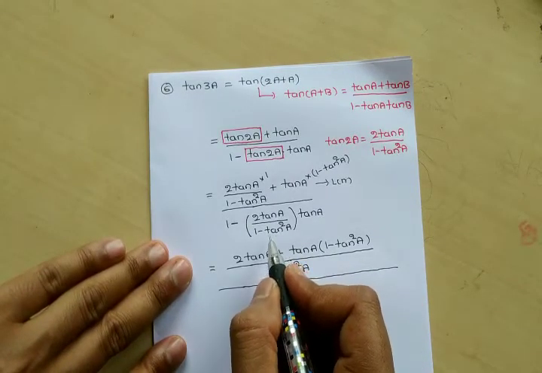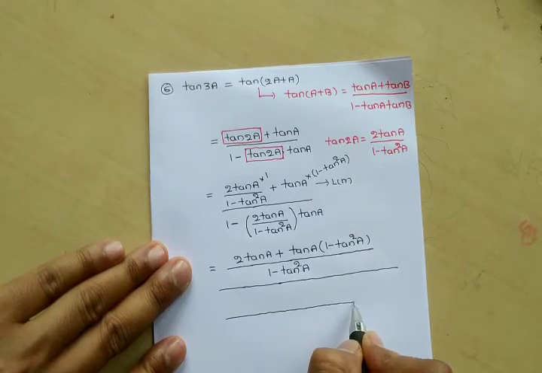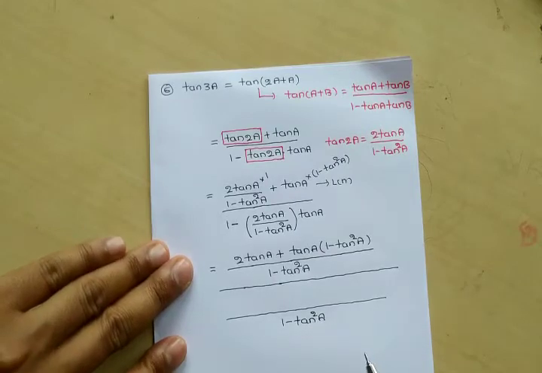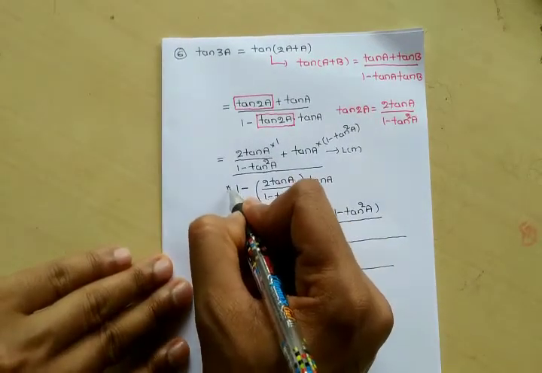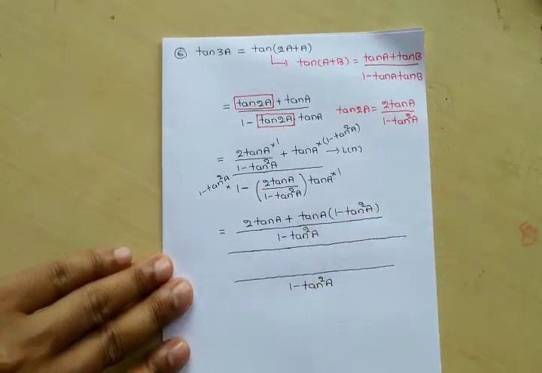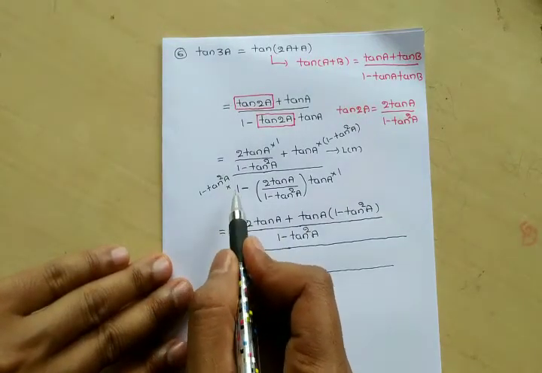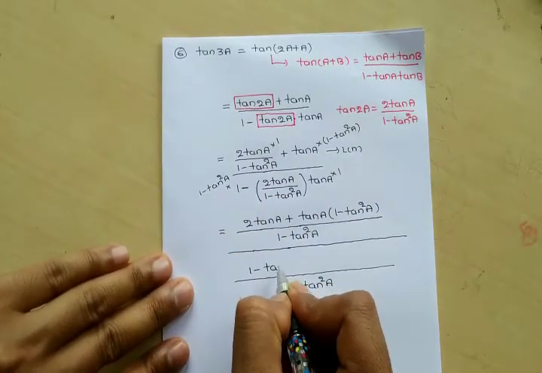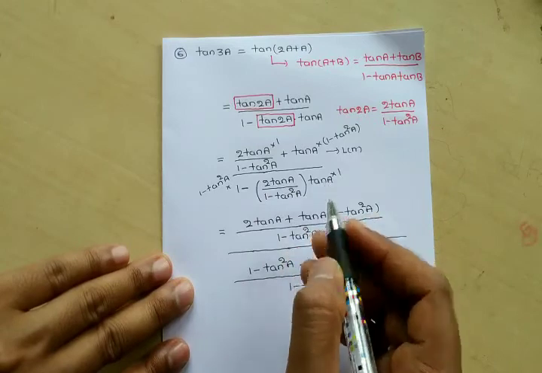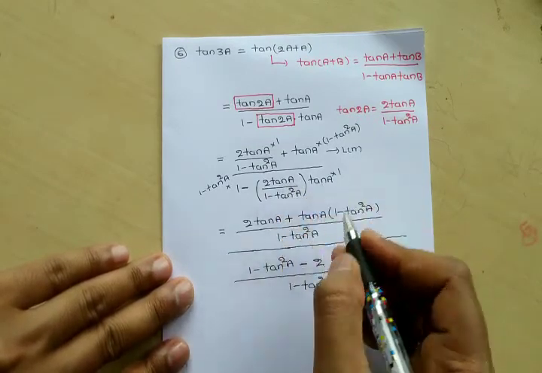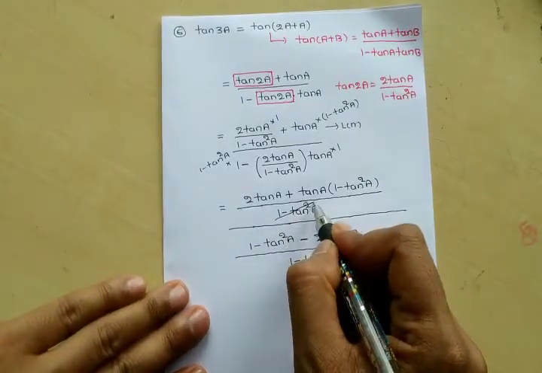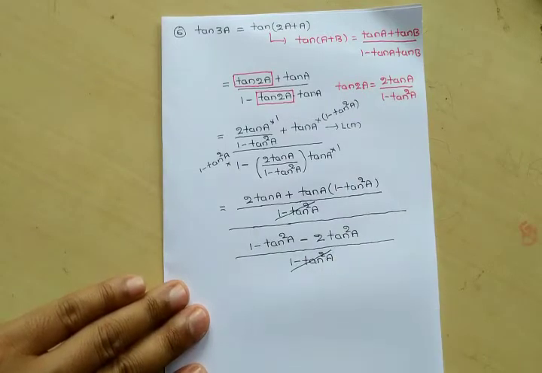here also I am going to take the LCM. So here in the denominator, the LCM is the same, 1 minus tan square A. So here you need to multiply by 1 minus tan square A, and this value by 1. Therefore 1 minus tan square A into 1 is 1 minus tan square A. Next, minus here 2 tan A into tan A. So 2 times tan A into tan A is 2 tan square A.